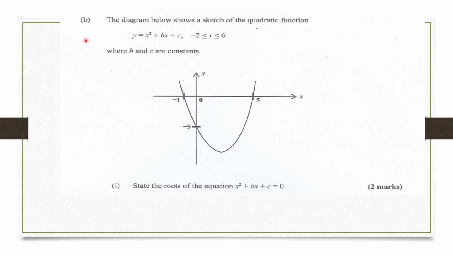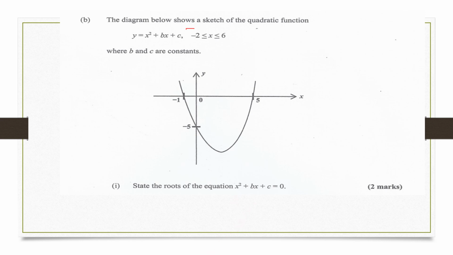Here we have 9b. The diagram below shows a sketch of the quadratic function y equals x squared plus bx plus c, where b and c are constants. So this is the sketch. Part 1, state the roots of the equation x squared plus bx plus c equals 0.